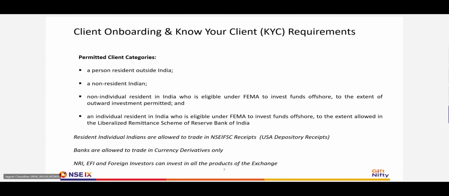So for LRS, resident individuals who are eligible under the LRS scheme of RBI are only allowed to trade in NSE IFSC registered US DRs or US stocks, which is commonly known over here. And for banks, it's only for currency derivatives. And NRIs, FPIs and foreign investors can invest in forex and any of the products of the exchange.